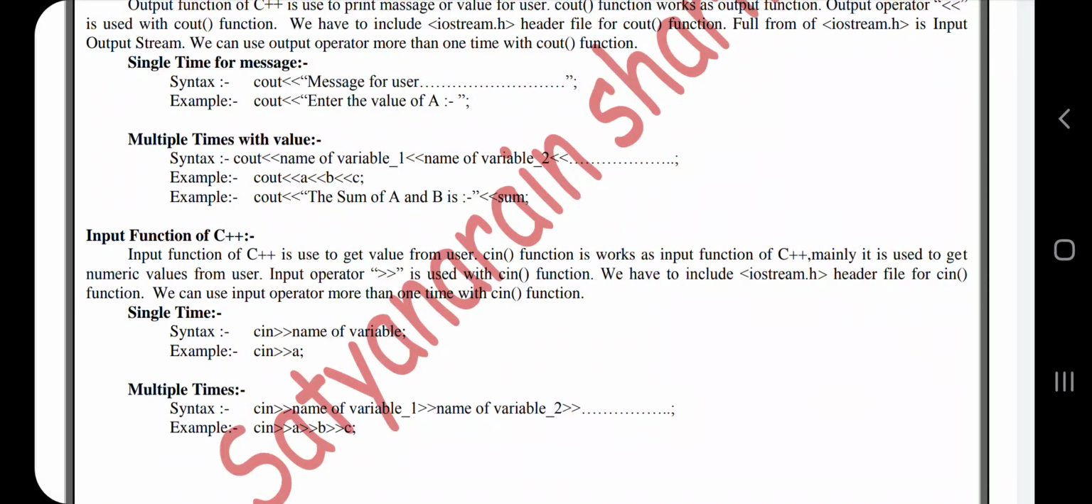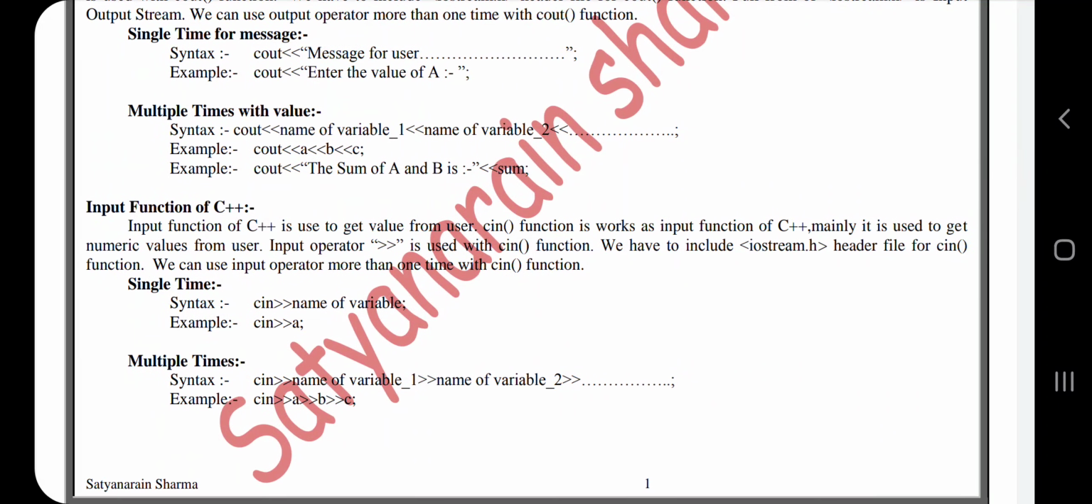Input function of C++. Input function of C++ is used to get value from user. Cin function works as input function of C++. Mainly it is used to get numeric values from user. Input operator is used with cin function.